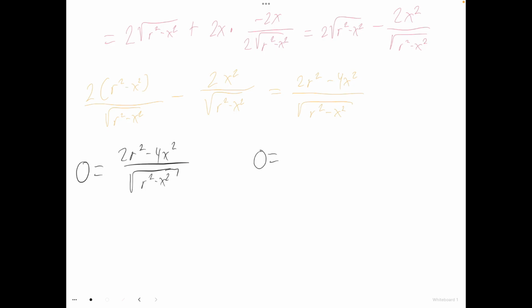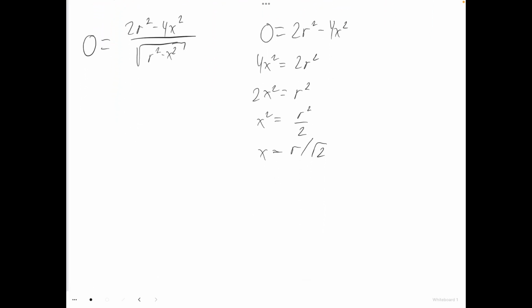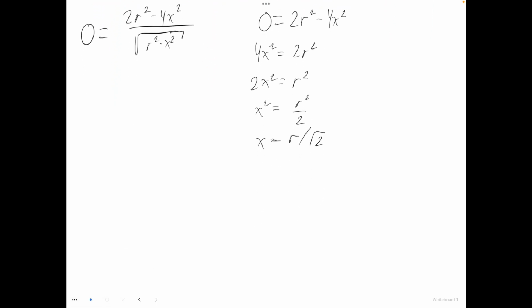So we have 0 equals 2r squared minus 4x squared. So 4x squared equals 2r squared. So 2x squared equals r squared. Or in other words, we're going to have x squared equals r squared over 2. So x is going to be r over the square root of 2. So that is our other value, r over the square root of 2. So now we're going to plug those in for the closed interval method. So we want A of 0, A of r over the square root of 2, and A of r.